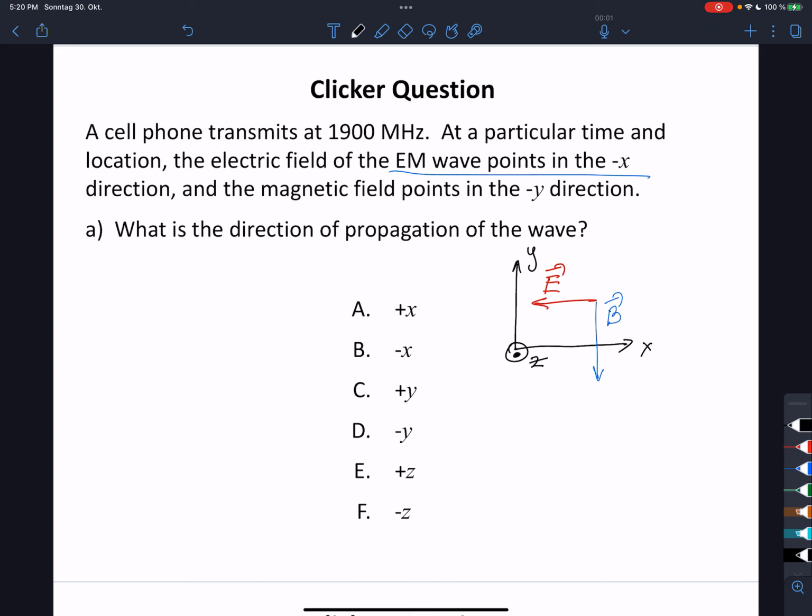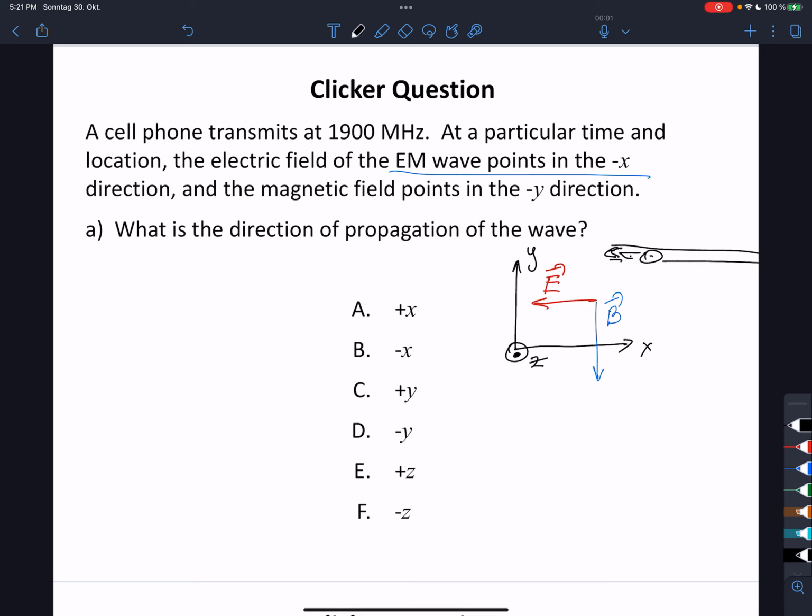Again, we do the same procedure. We align first our right hand with the electric field. And then we bend our four fingers in the direction of the magnetic field. Okay, so that would look like this. So this is our hand, so we will be seeing this. So this thumb, these are all the fingers.